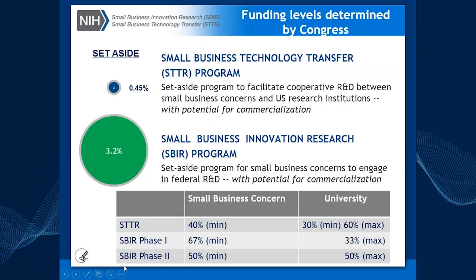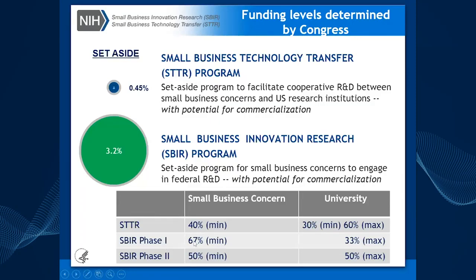Here are the set-asides that I mentioned earlier. For the STTR, the small business concern can spend as little as 40% of the funds, and the university as much as 60% of the funds. But you see the 60% that can go to the university under the STTR far exceeds what's allowable under the SBIR program. In the SBIR program, the goal is to build up the capabilities of the small business so they can compete for federal funding under different grant programs.